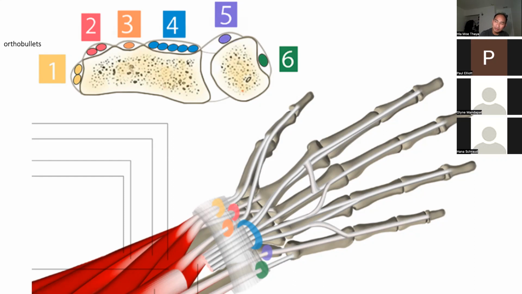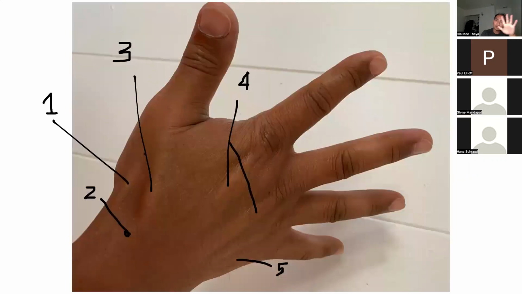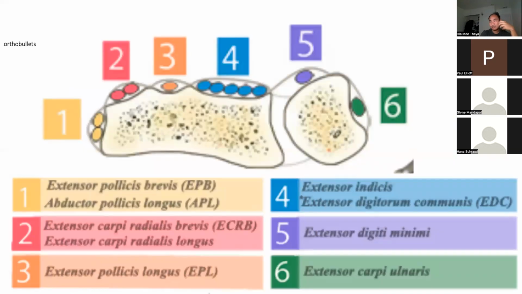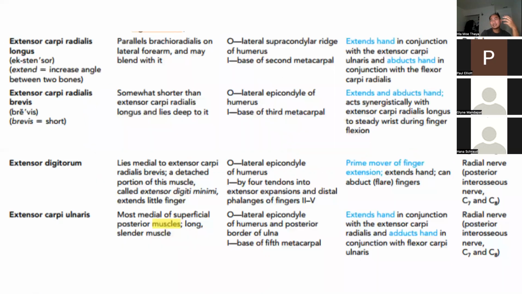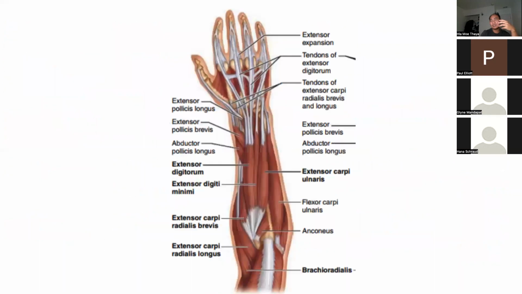And of course, we remember the extensor indicis, which is here. I think that's the best way to remember the muscles of the extensor surface. If you get this diagram, look at your own tendons and start to remember which tendon is which. And these are the origins and insertions. If we look at that, they will be like this.